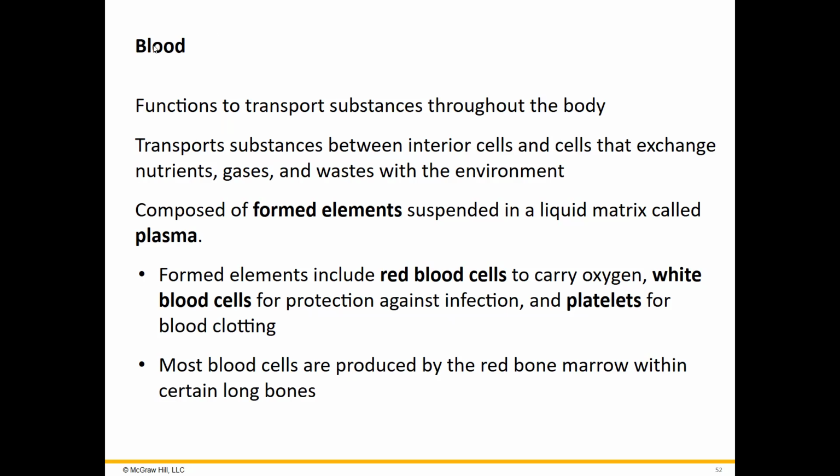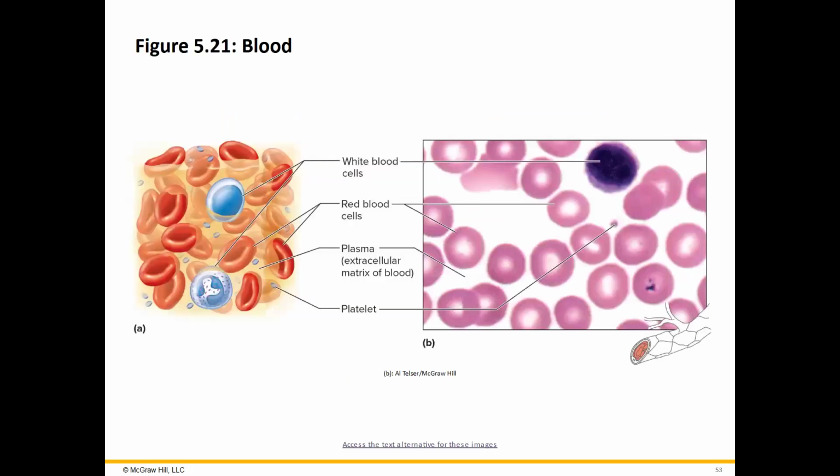What I want you to know about blood, it's composed of formed elements, the cells, which are red for oxygen, white for fighting infection, platelets for clotting, and then the sugary fluid called plasma. Blood cells are produced in the marrow, the big central hollow tube of the bone. Most of it is produced in the red bone marrow, which makes the red blood cells and platelets. The white blood cells are produced in the white marrow.